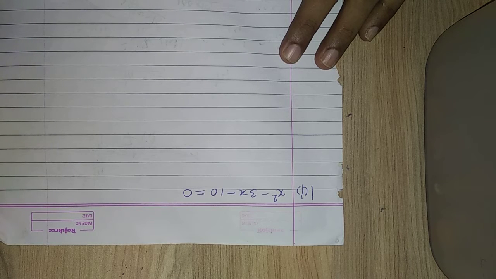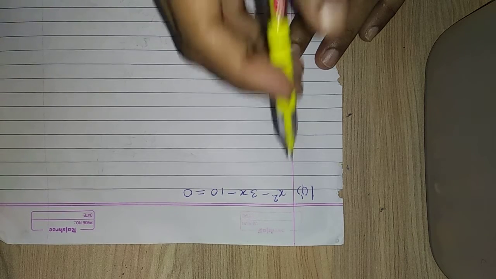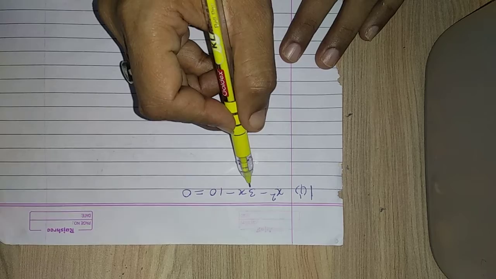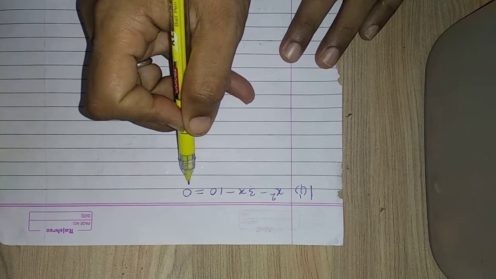Exercise 4.2. Question number 1. Find the roots of the following quadratic equation by factorization. First part of the question is x square minus 3x minus 10 is equal to 0.